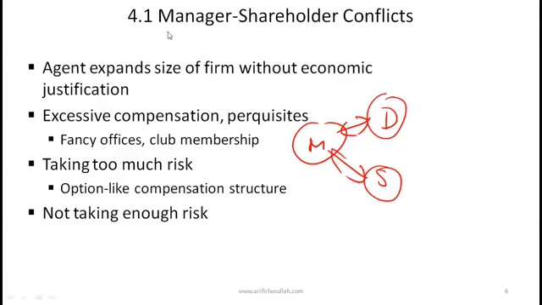So first let's talk about the manager-shareholder conflict. What are the inherent conflicts? The agent, who's the agent in this context? The agent is the managers. They might make the firm much larger than it needs to be without economic justification.